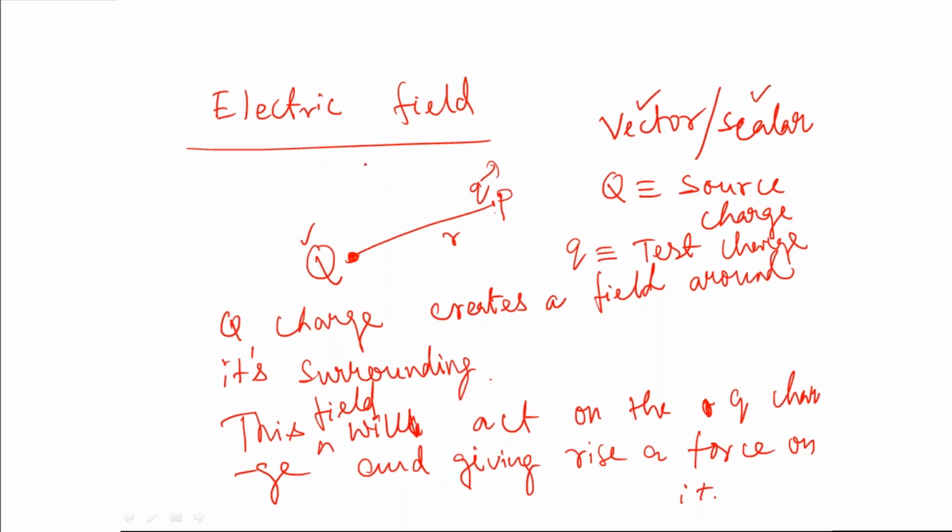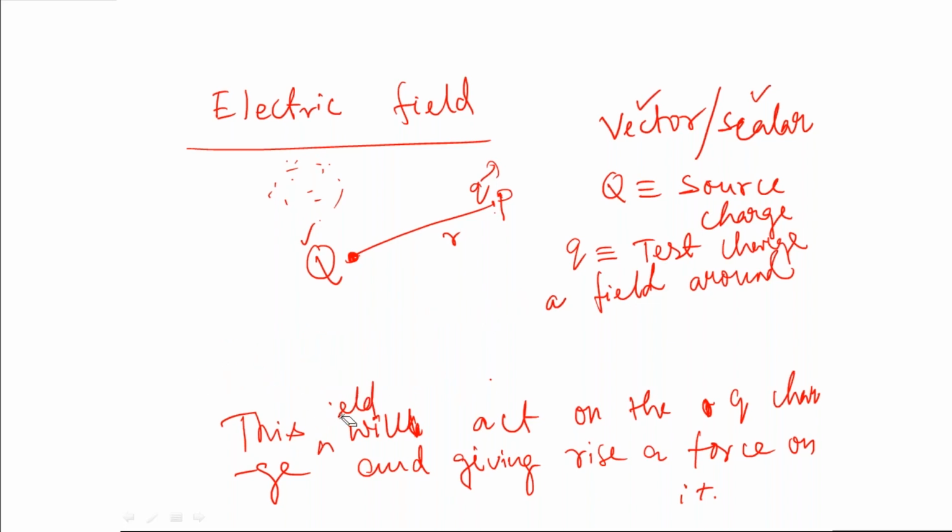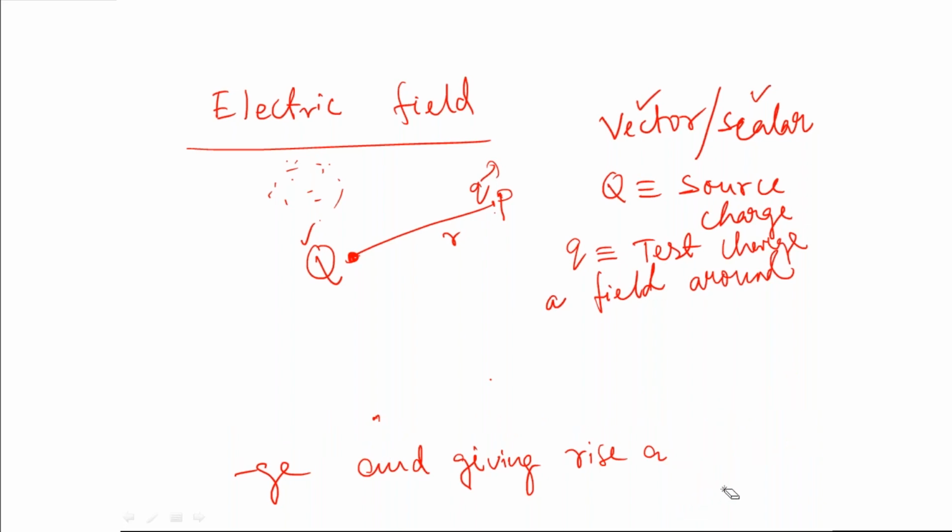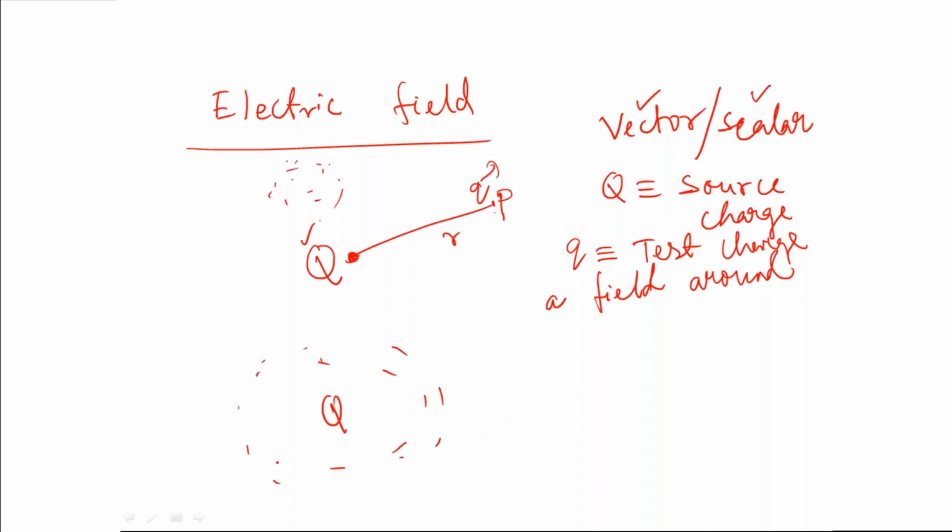And field is a quantity that can be a vector or scalar quantity, and it will be distributed all over the region. These are all written in your book. I think there is no need to take notes from here, and I am also recording this lecture. You'll be able to get that lecture as reading material. So this Q is creating a field all around it.